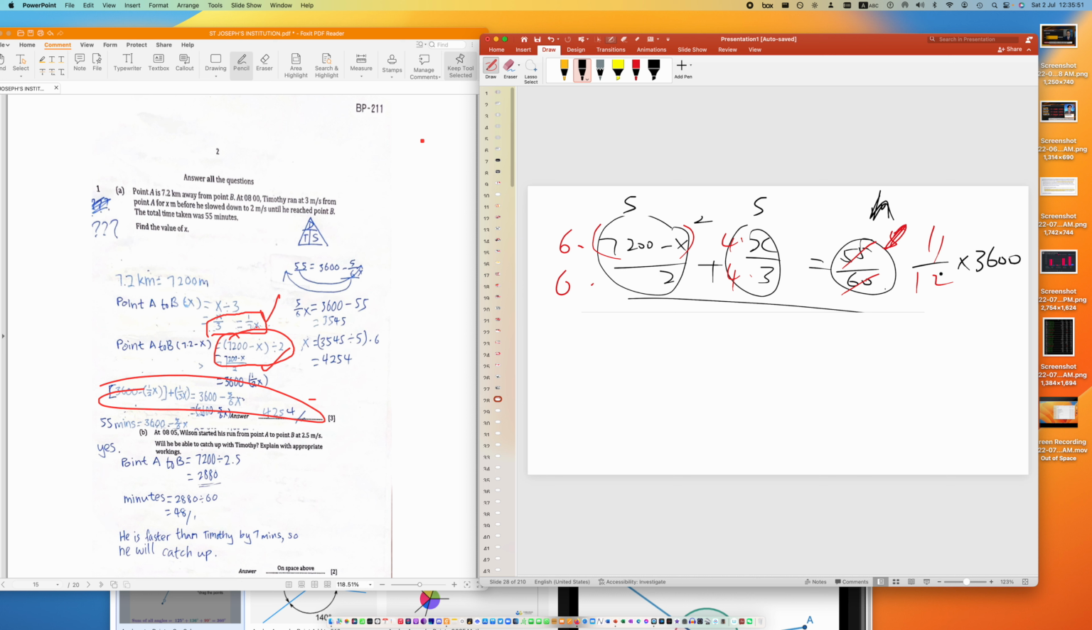So in a way, this is 11 times 3600 divided by 12. What's the answer? 11 over 12 times 3600. 3300. Okay, good, so it's 3300. Okay, done. So basically what you need to do is this.